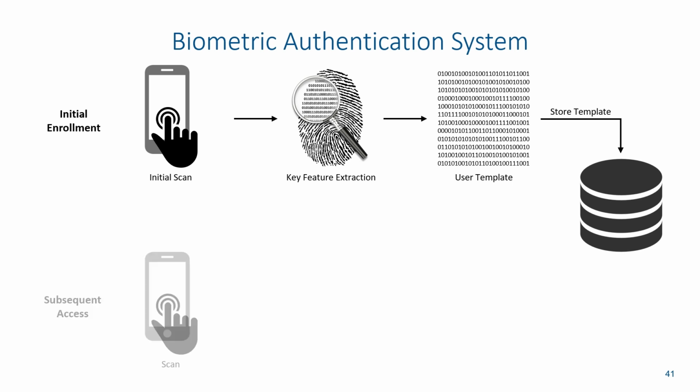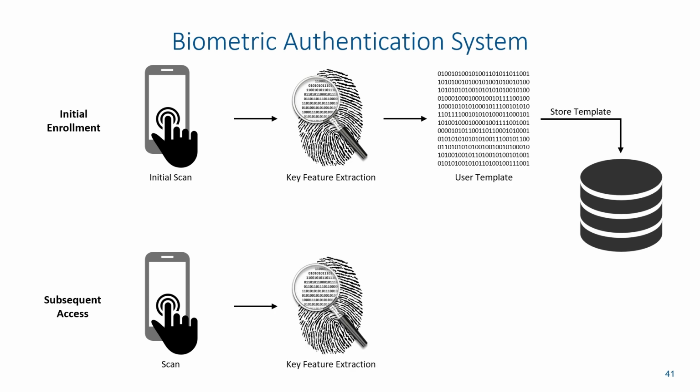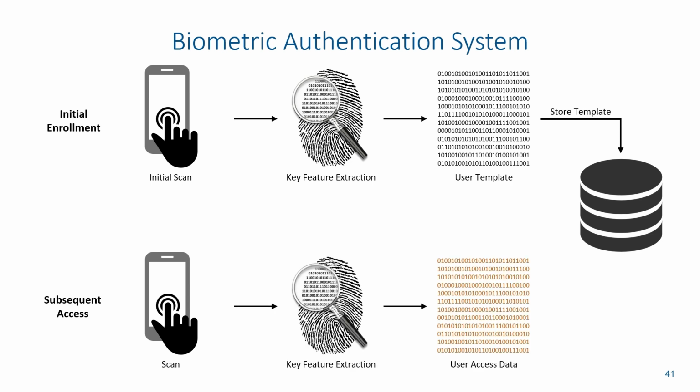And then for any subsequent access, we're going to scan our finger or whatever it is, face, iris, again. And it's going to extract those same key features to get the user access data, and it's going to compare that with the template. Now, because of the nature of your finger, it's not necessarily going to get the exact same user access data, but is it close enough? And if the answer is yes, it will give that person access to whatever they're trying to gain access to.